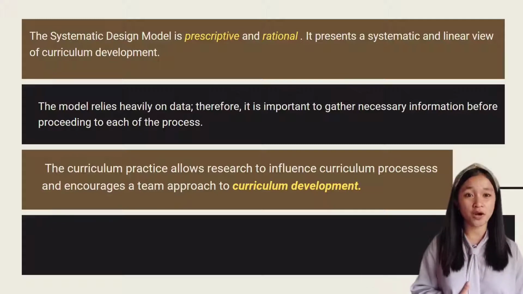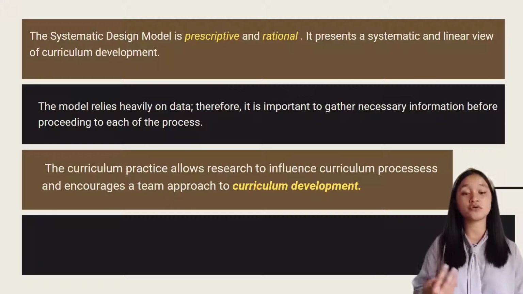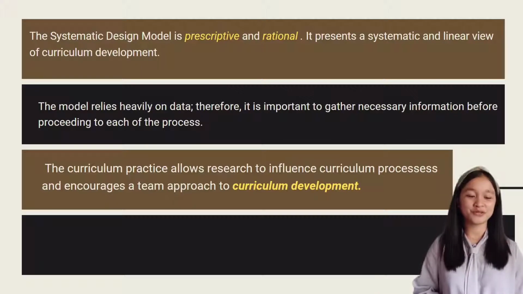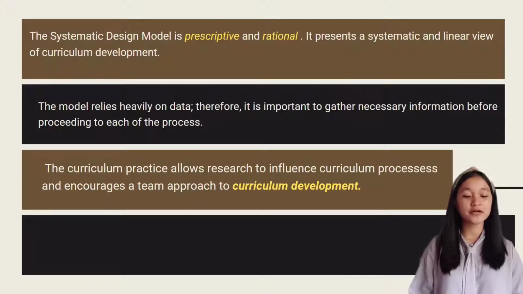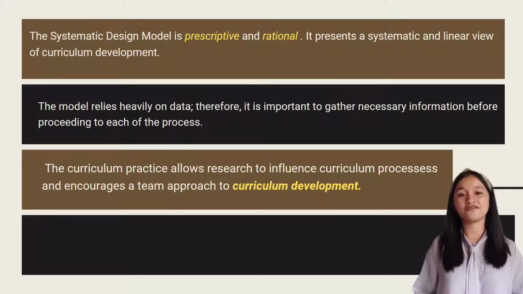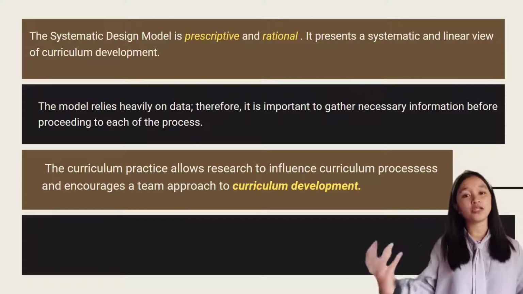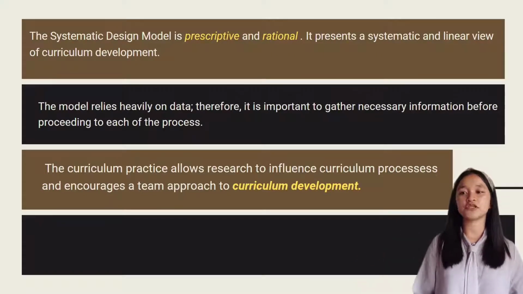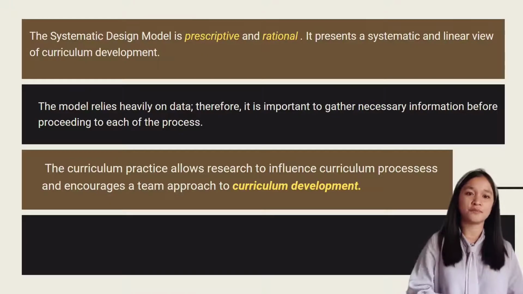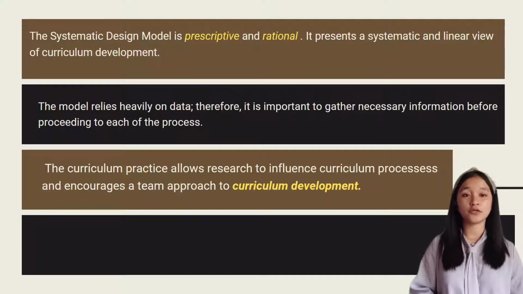As shown in phase 1, as I have discussed earlier, some curriculum influences and sources are also acknowledged in the process of curriculum development. So these curriculum sources and influences are used to determine the objectives of the curriculum. The model relies heavily on data. Therefore, it is important to gather necessary information before proceeding to each of the processes. For example, this curriculum practice allows research to influence curriculum processes and encourages a team approach to curriculum development.